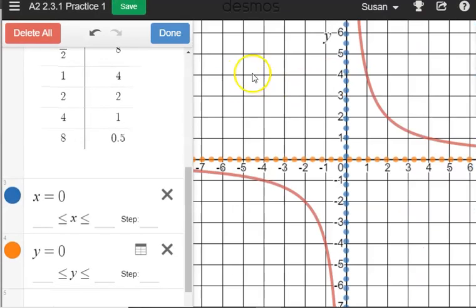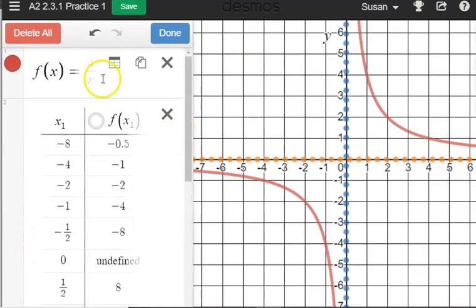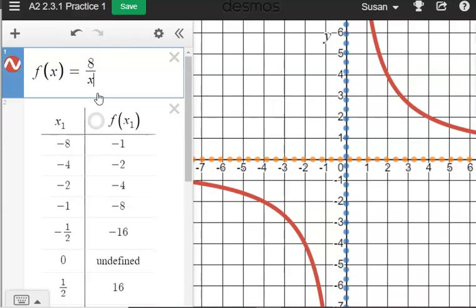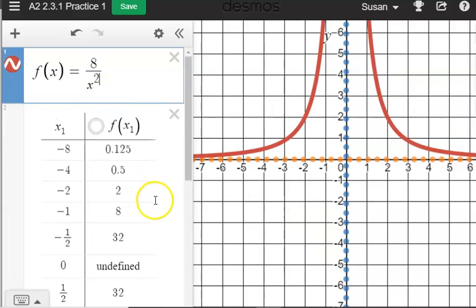All right, so I'm going to show you how we can go up here and just change this function to 8. I believe it's 8 over x squared. And it's just going to change everything.